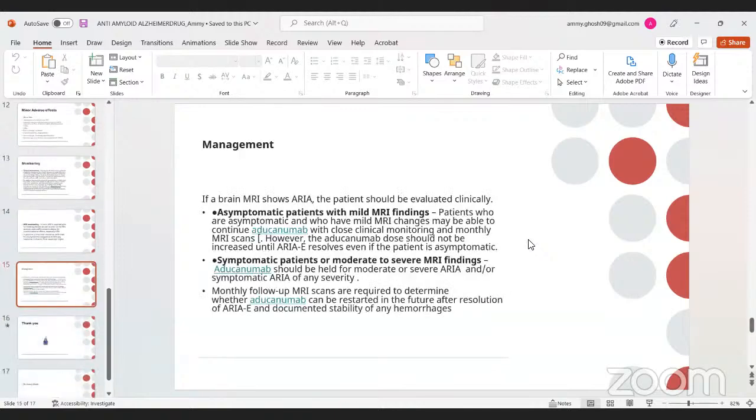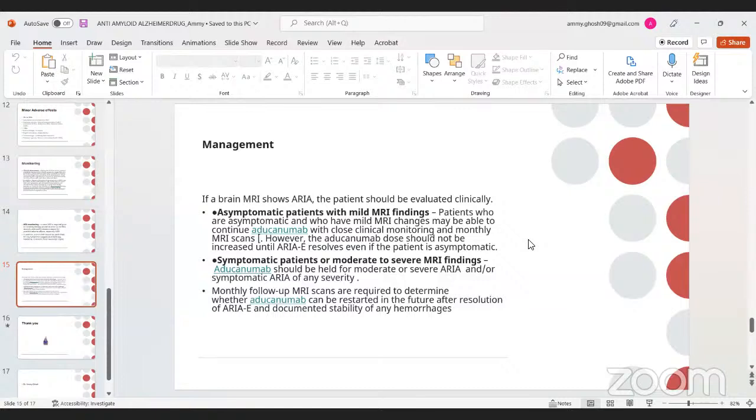If the brain MRI shows ARIA, the patient should be evaluated clinically. Patients who are asymptomatic and who have mild MRI findings may be able to continue aducanumab with close clinical monitoring and monthly MRI scans. However, the aducanumab dose should not be increased until the ARIA-E resolves, even if the patient is asymptomatic.